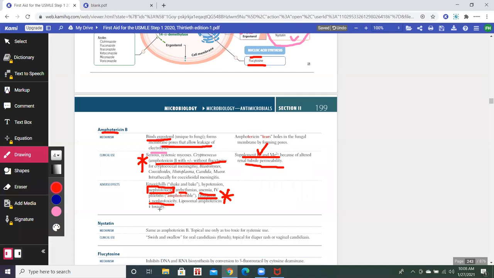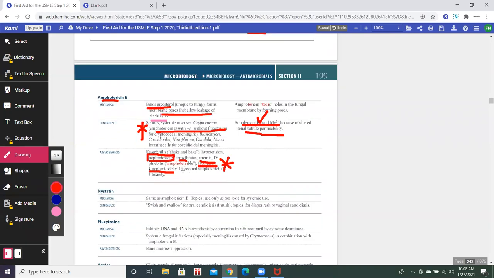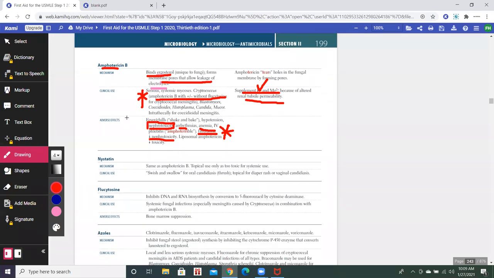Liposomal amphotericin B will decrease the toxicity. Liposomal amphotericin more or less prevents the adverse effects of the drug. Not very high yield, but if you want, you can try to remember this. But the things to absolutely remember from here are binding to ergosterol, which allows the leakage, that's one. Then the treatment is for systemic mycosis, and you always have to give them potassium and magnesium. And adverse effect wise, it's nephrotoxic and you have to maintain proper hydration, that's that.